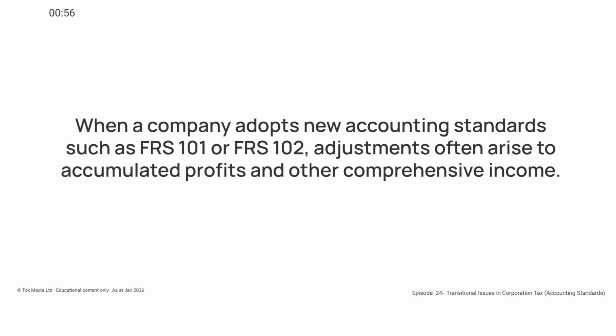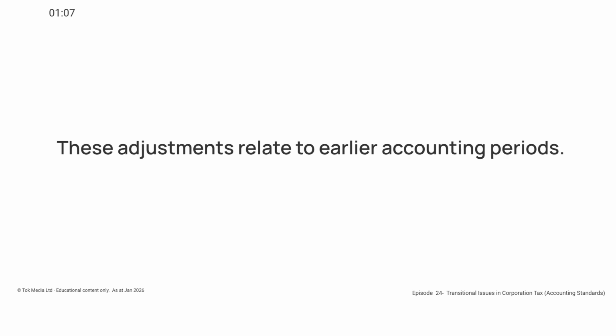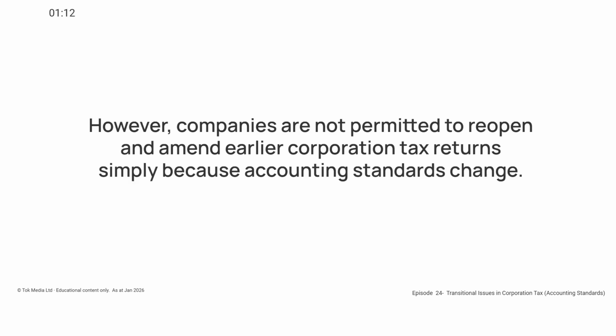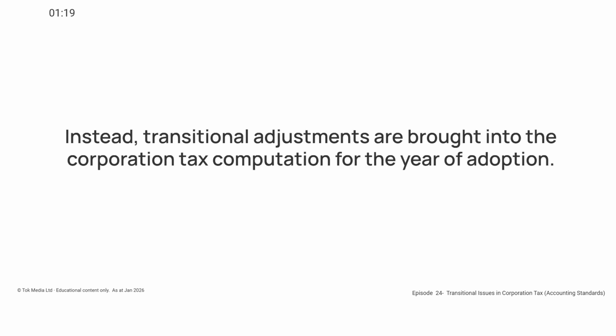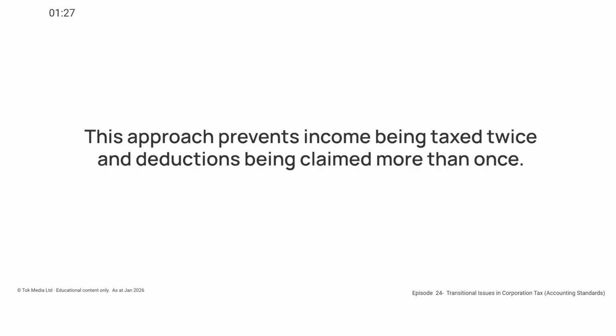When a company adopts new accounting standards such as FRS 101 or FRS 102, adjustments often arise to accumulated profits and other comprehensive income. These adjustments relate to earlier accounting periods. However, companies are not permitted to reopen and amend earlier corporation tax returns simply because accounting standards change. Instead, transitional adjustments are brought into the corporation tax computation for the year of adoption. This approach prevents income being taxed twice and deductions being claimed more than once.